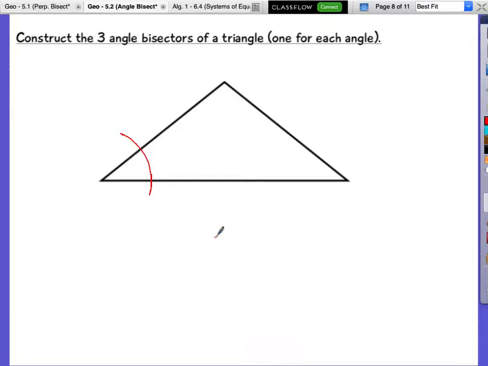Put the point in your compass on one of the intersections of the side and the arc you made. Then you'll take an angle, and you have to keep this angle for the next one as well. And you intersect it. You draw an arc like that.